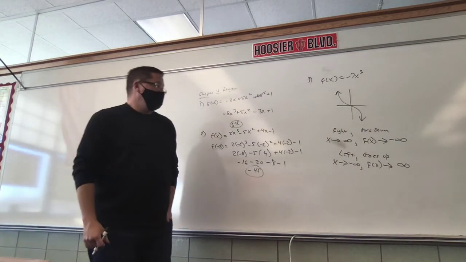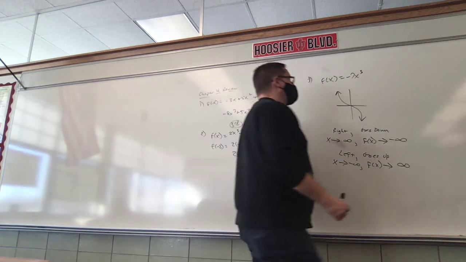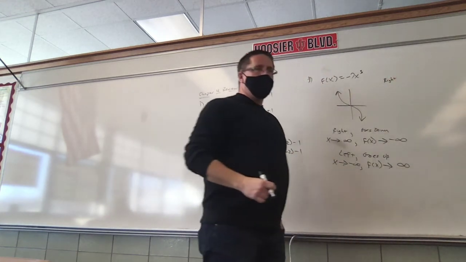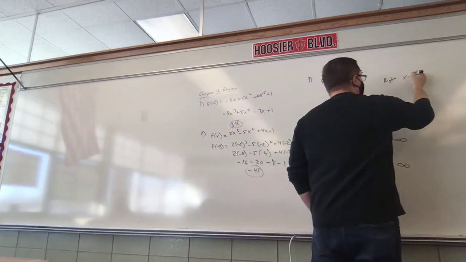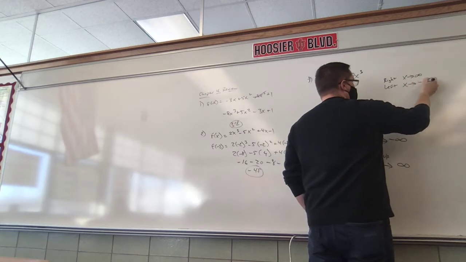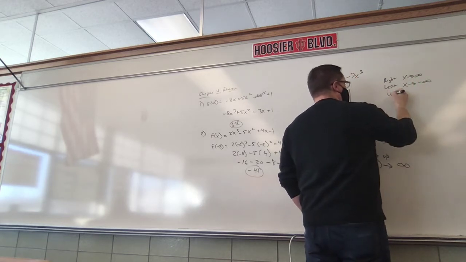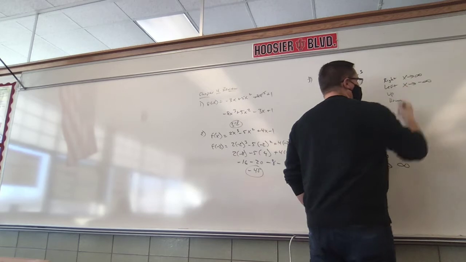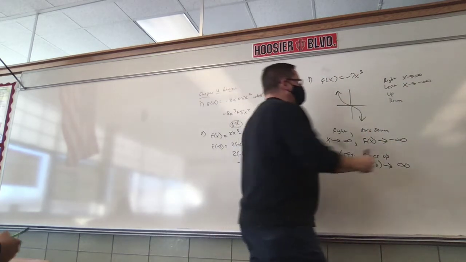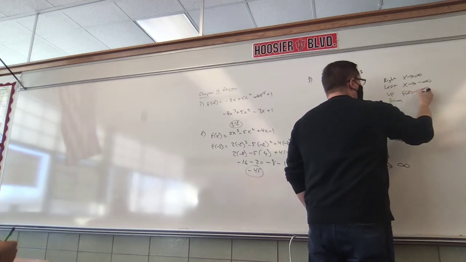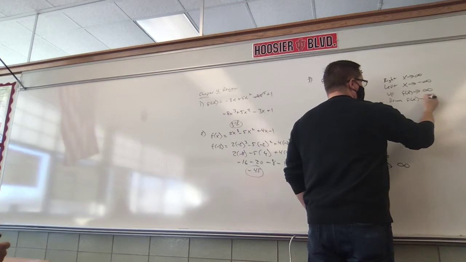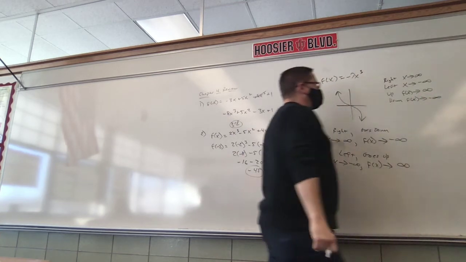Now, you might want to make a note to yourself here, okay? For this, the way you write mathematically to the right is X, arrow, infinity. How do we write to the left? X, arrow, negative infinity. How do we say up and how do we say down? We don't say X, we say F of X, arrow. If it's up, it's positive infinity. Down is F of X, arrow, negative infinity.